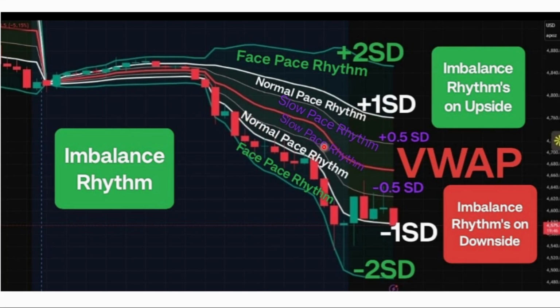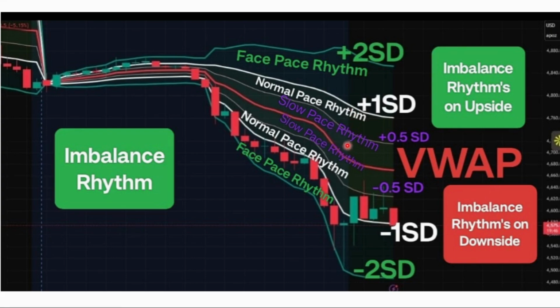The same logic applies in reverse on the downside, where the price is between VWAP and minus 0.5 deviation. It's a slow downward rhythm. Between minus 0.5 and minus 1, it's a normal downward rhythm, and then beyond minus 1 to minus 2, it's a fast paced downward rhythm. All these movements are what I call imbalance rhythms, slow, normal or fast in both directions.